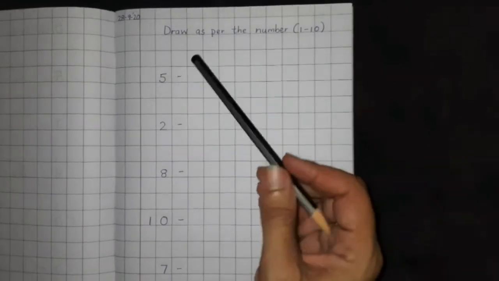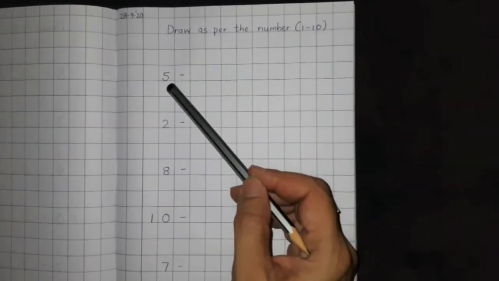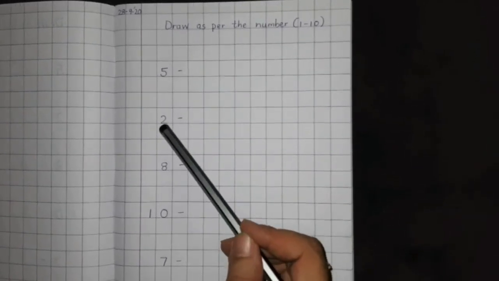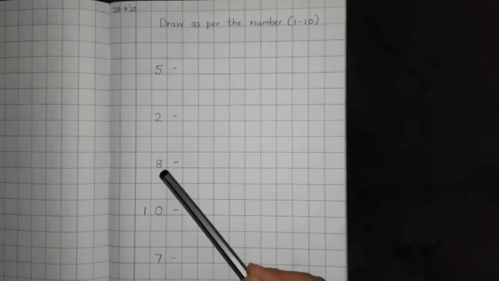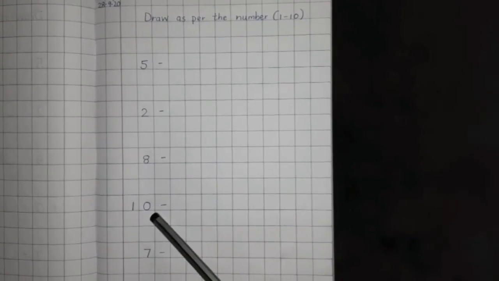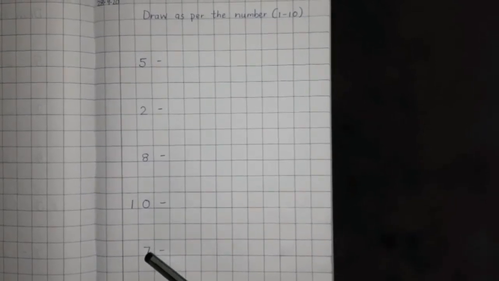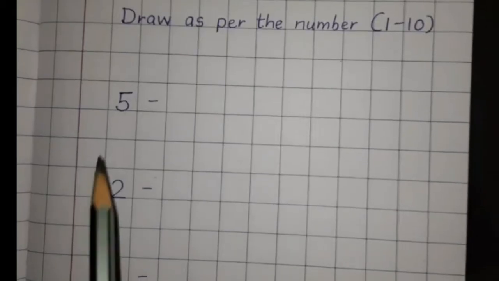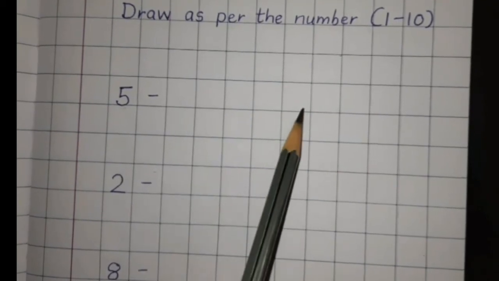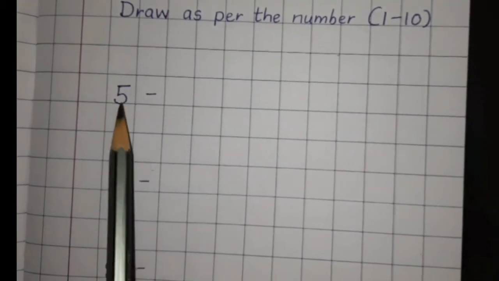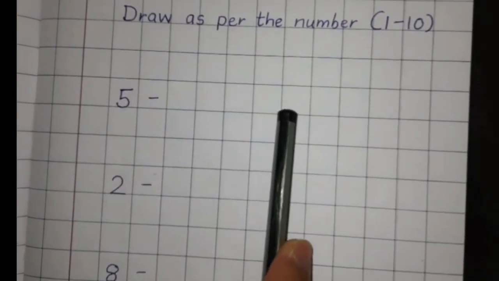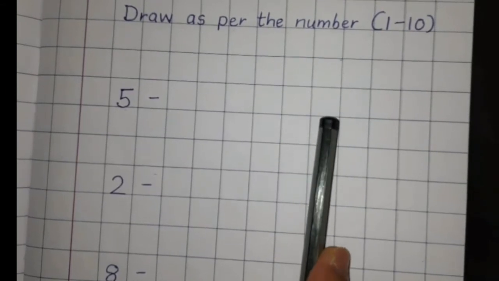Let's first recognize the numbers. Which number is this, children? Number 5. This is number 2. Which number is this? Number 8. Which number is this? 10. And which number is this? Number 7. Children, in this the number is given and you have to draw the objects as per the number given. जो नंबर दिया है बच्चों उतने ही ऑब्जेक्ट्स हमें इस स्क्वायर में बनाने हैं.